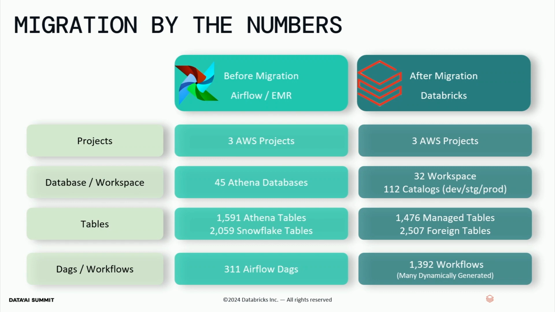Just to give you a little bit of scope about what we ended up moving in 1 year: we had 3 AWS projects, our dev, stage, and prod environments, that we moved into Databricks. We moved 45 Athena databases into 112 different catalogs across 32 workspaces in Databricks, and moved thousands of tables into Databricks. You can see our Airflow DAGs actually increased, because we have not only new workflows that we've created in Databricks in the past year, but also some dynamically generated workflows that we've been able to create and manage in Databricks much more easily than we were able to in Airflow.